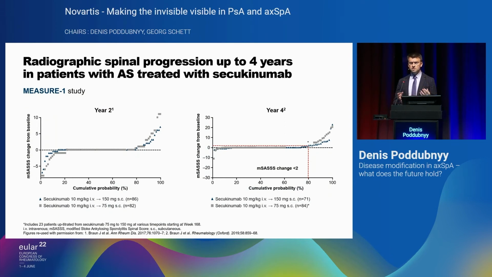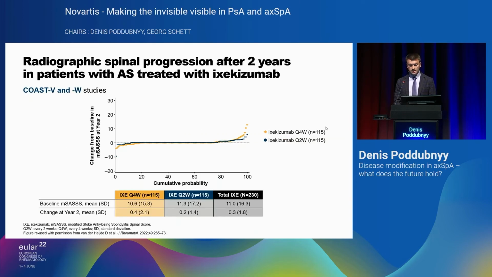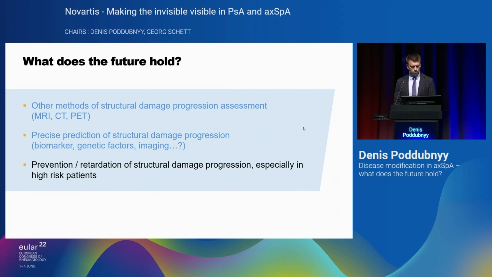where we had 60% of patients with radiographic spinal progression, in these studies, here you see data for secukinumab, only about 20% of patients progressed at all after 2 and 4 years, and the same was also true for ixekizumab. So there was an indicator that the rate of progression under treatment with IL-17 blockers is lower as compared to historical data with TNF-alpha blockers.